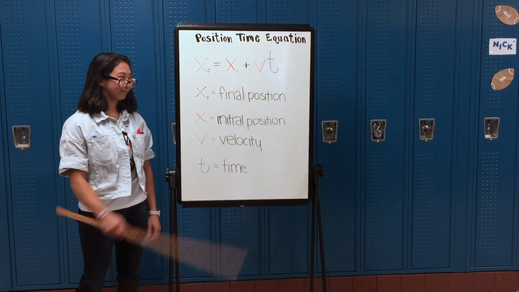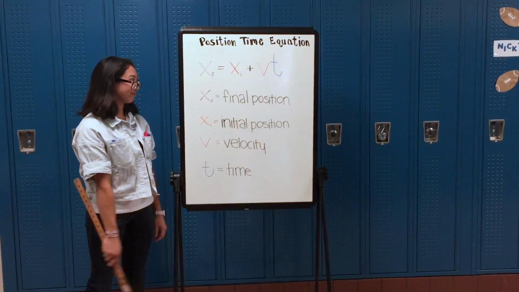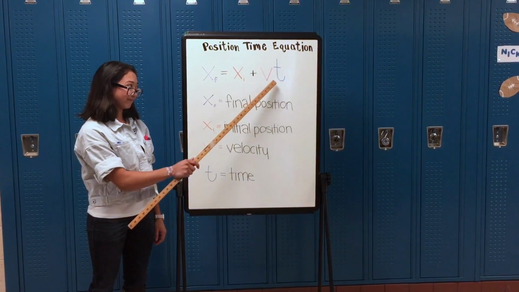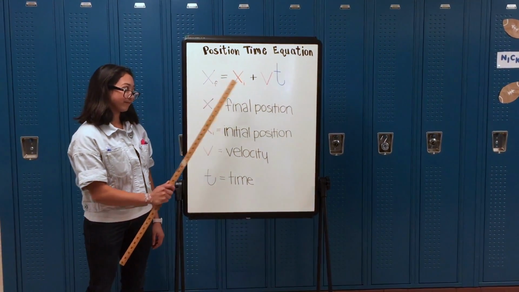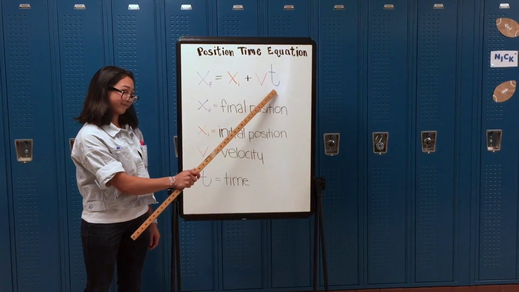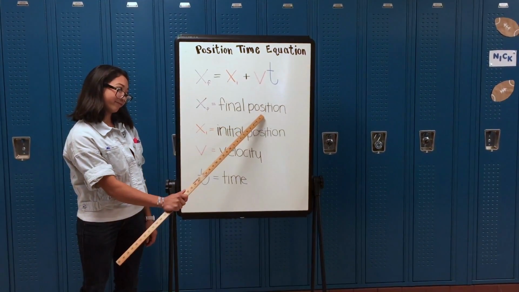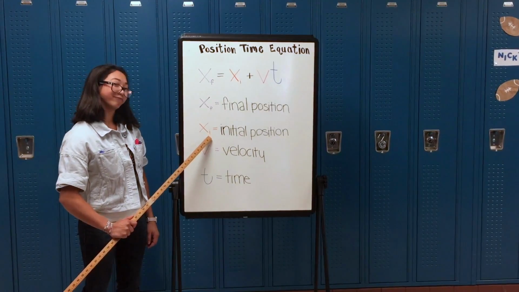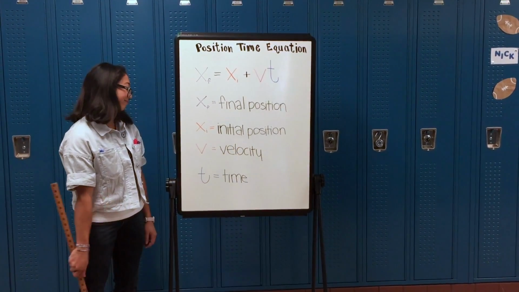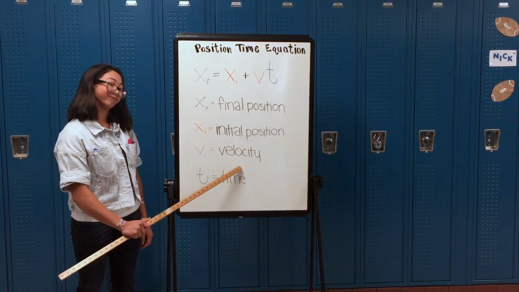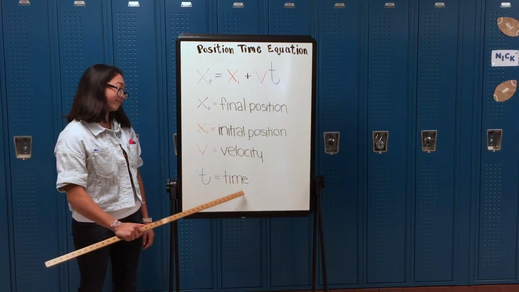Position can be described as a function of time. As time increases, your position changes by an amount equal to velocity times elapsed time. Your xf variable represents your final position. The variable xi represents your initial position, the variable v represents velocity, and the variable t represents time.